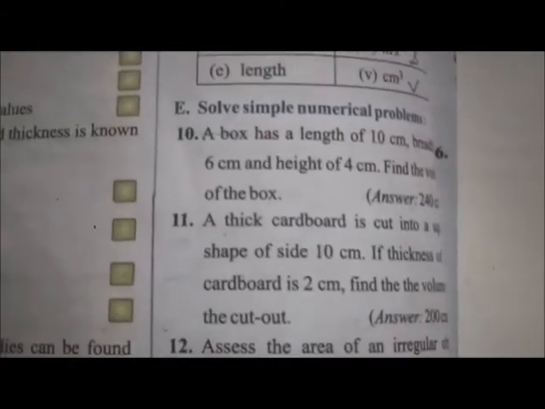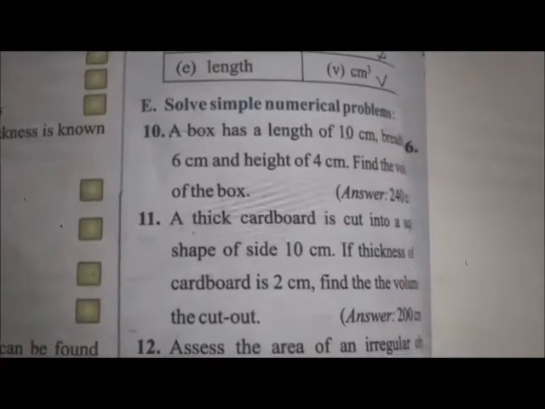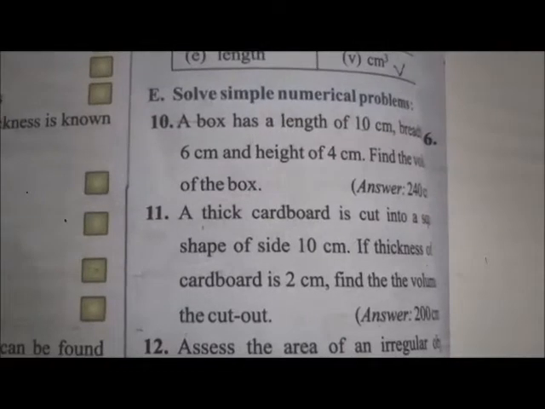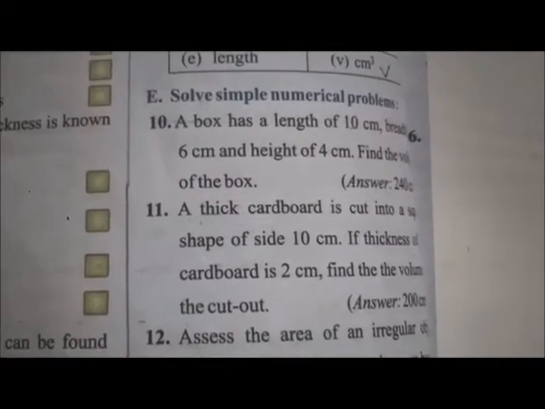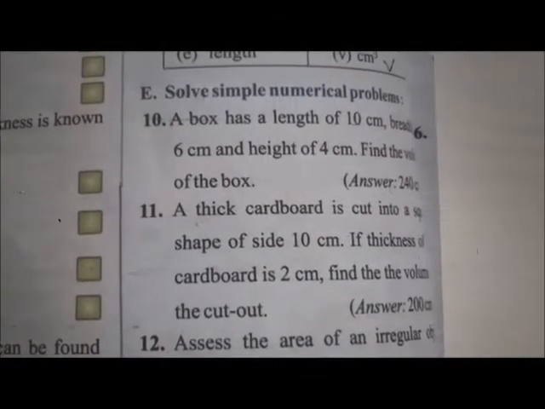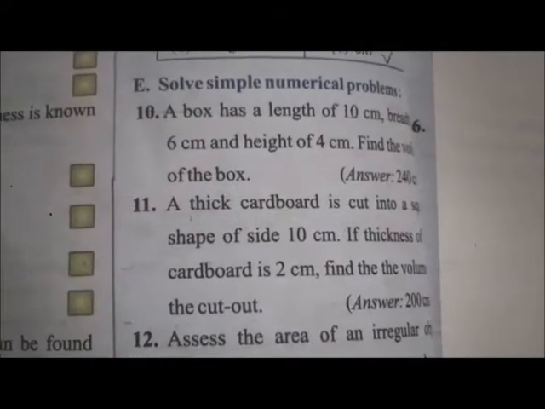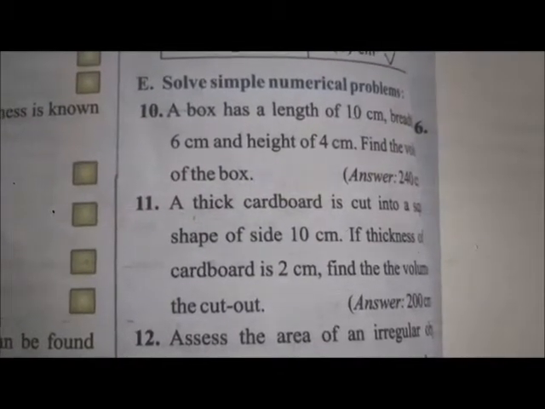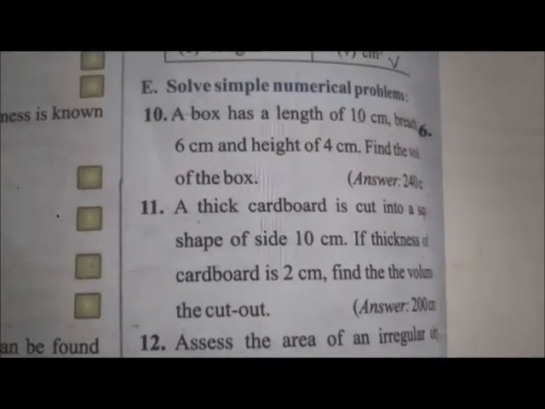Now open page number 22. Exercise E. Solve the numerical problems. The first numerical is: a box has a length of 10 centimeter, breadth 6 centimeter and height of 4 centimeter. Find the volume of the box.